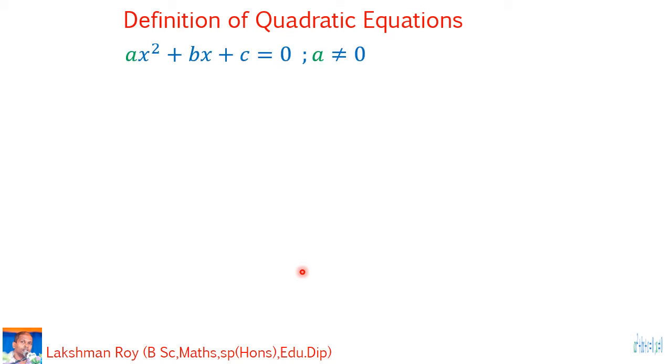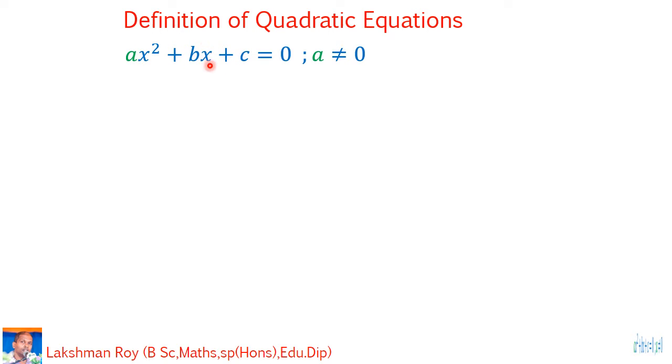So first of all, I'll explain to you the definition of a quadratic equation. So what is a quadratic equation? Let's see, students, this is the general introduction of the quadratic equation. See this type: ax square plus bx plus c equals 0. So this type of equation is called a quadratic equation.